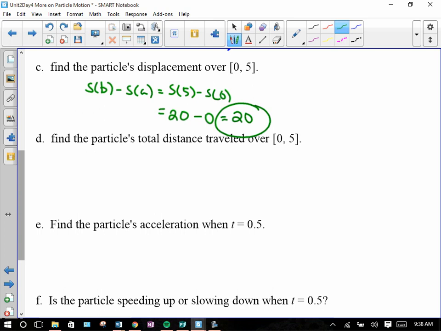So now it says find the particle's total distance traveled over 0 to 5. Here's the thing. We don't have a nice little formula to figure out total distance. What we do have is a procedure, and that procedure is to look at what position the particle is at every major second.